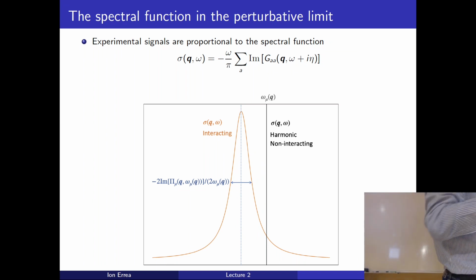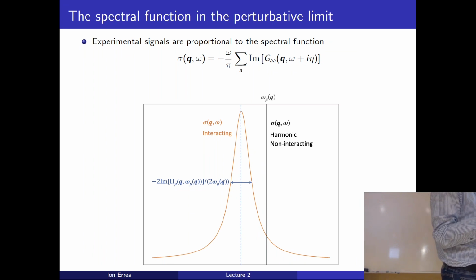So in practice, this will give us a spectrum that looks more realistic. In the purely harmonic approximation, the spectral function is just a Dirac delta centered at the harmonic value, right? But when we do this kind of thing, there is a shift from the harmonic frequency, and this shift is related to the real part of the self-energy, okay? And the broadening of the phonon peak is related to the imaginary part of the self-energy, okay?